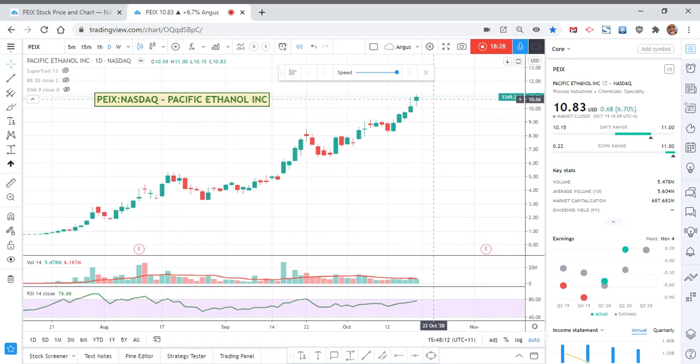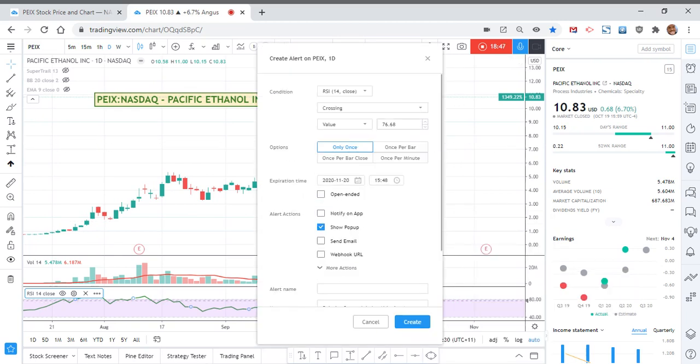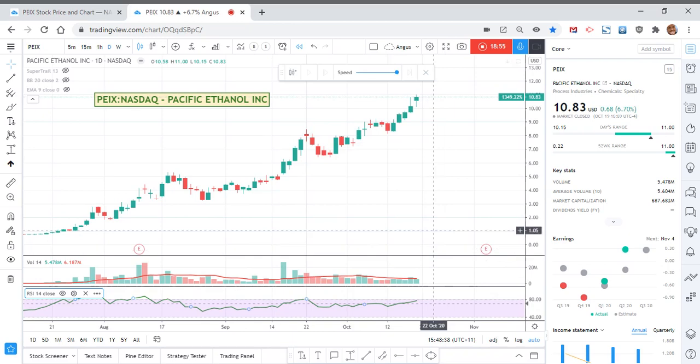fingers crossed he still keeps going up, but he could be due for a bit of a pullback. You can see the RSI's up around that 80 mark, and when it was 80 previously, it certainly pulled back. So it's something that, if I was looking to buy this stock, all I'd do is literally click on that, go add alert on RSI, and say, let me know when it drops below 70. And when it goes below 70, send me an email, pop up on the screen, and that way I'll get an alert. So that's how I trade.